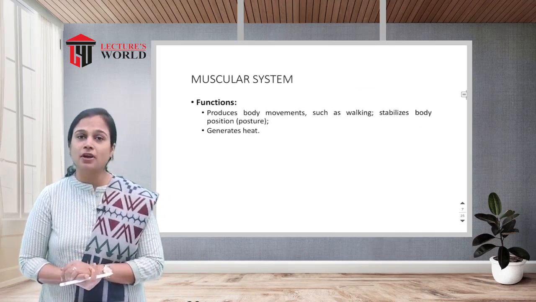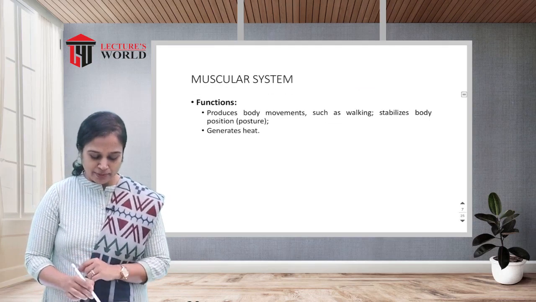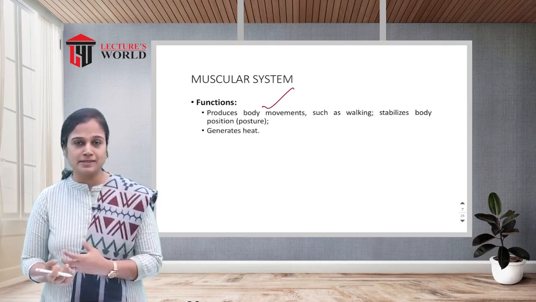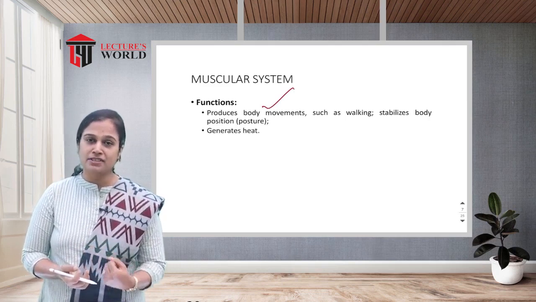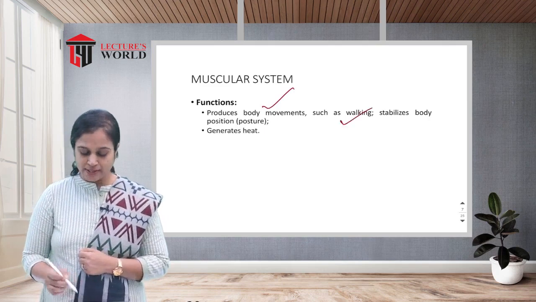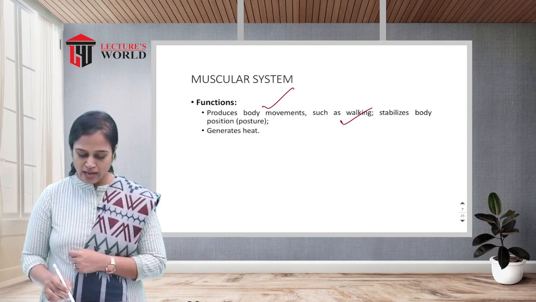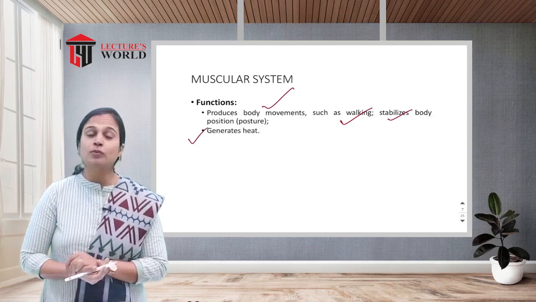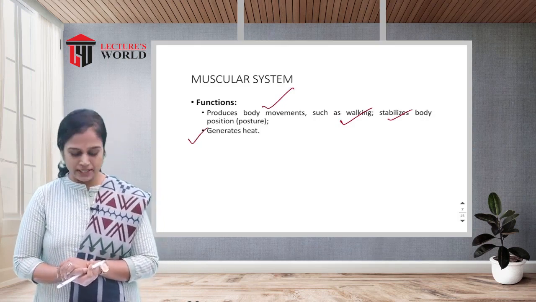Now what is the function of the musculoskeletal system? It produces body movements with the help of the skeletal system and the muscles, which create movements in the body such as walking. It also helps us in stabilizing body positions, and movement of the muscles generates heat.